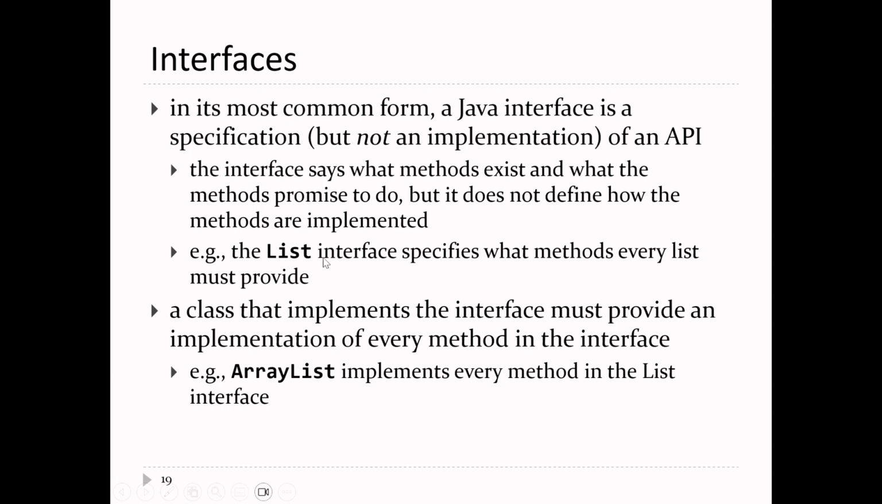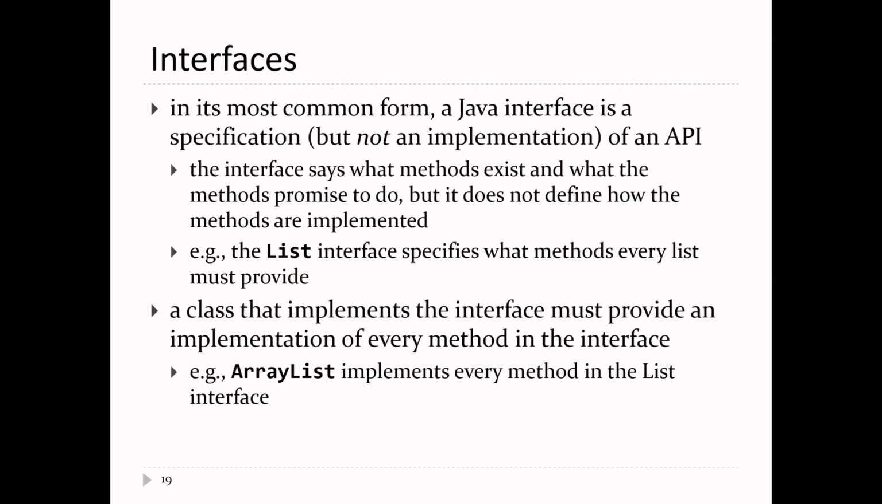The list interface, which we haven't really seen yet, is the interface that ArrayList provides. List specifies what every kind of list must provide. If you have a class that implements an interface, then that class must provide every method that the interface says it has. And so ArrayList, it turns out, implements the list interface. So every method that's in list, ArrayList provides the actual implementation for that method. So ArrayList provides the implementation of the methods that list says exist.